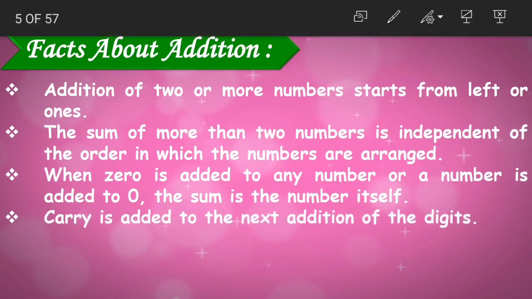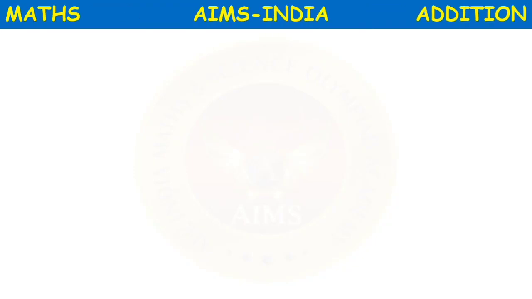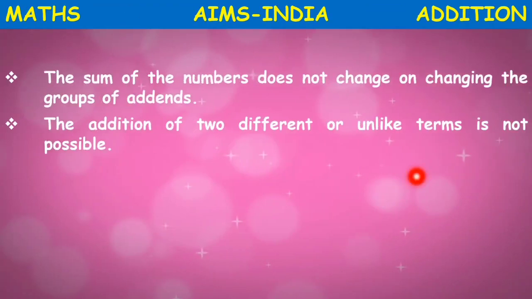It is easy, right? Yes. Carry is added to the next addition of digits. What are they saying? Carry is added to the next addition of digits. This carry forward of numbers, carrying of numbers while addition, I'll explain to you in the coming slides. Okay children? Okay. Moving on. The sum of the numbers does not change on the groups of addends.